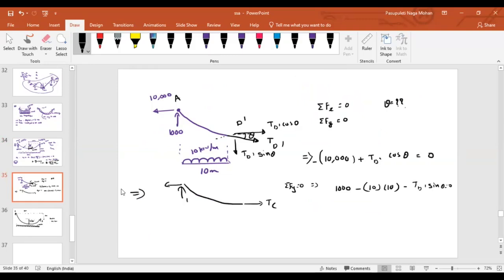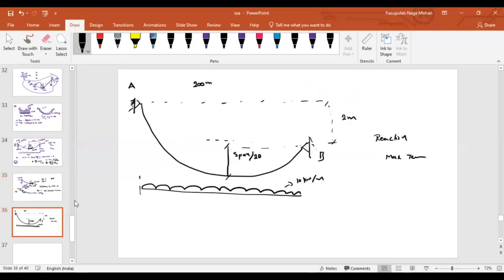Now, what will be your reaction then? PC, 10,000. This is also horizontal. To balance this, 10,000. Similarly, quickly find out what can be the reactions here and what can be the reactions here.